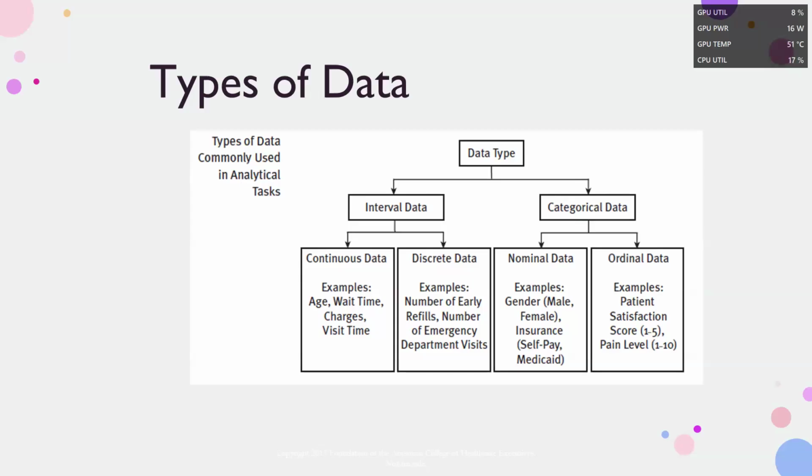On a scale of 1 to 5 stars, what would you give me, right? Continuous data is something like age. If I ask for your date of birth, I could track it very specifically, right? Discrete data is things like a number of early prescription refills. There's not 4.5, there's 4 or 5, right?